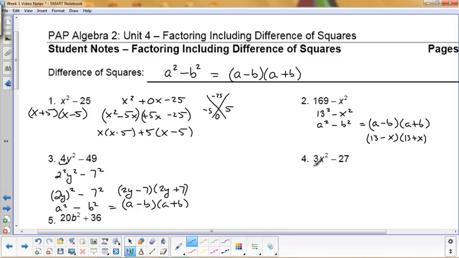All right? At first glance, these don't have any perfect squares in them, but they do have a GCF. So I'm going to factor out that GCF first, and I get this. Now I see that a perfect square has emerged, so I'm going to go ahead and write this as a squared minus b squared, where b squared is 3 squared. If a squared is x squared, then a is x. And likewise, b squared is 3 squared, b is 3.